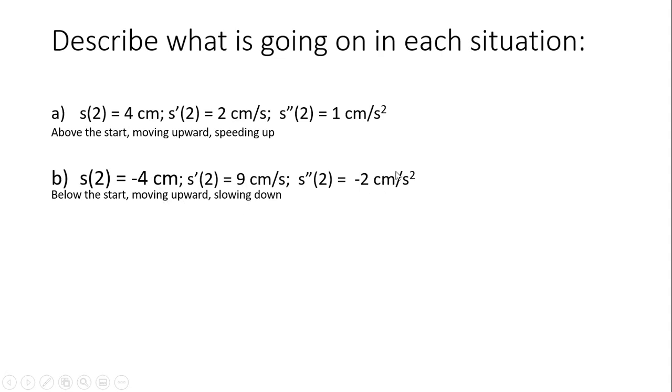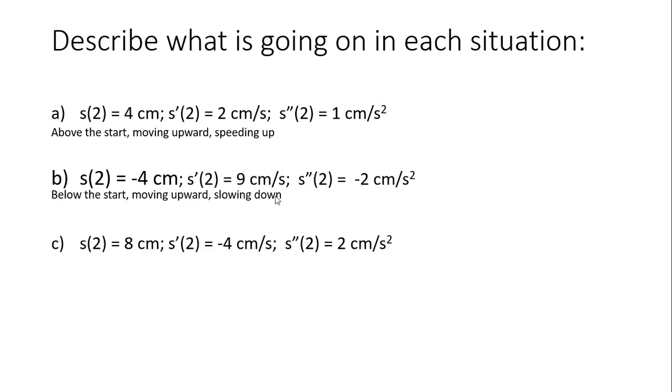Now, here's an important point to pay attention to. When these two things are positive or the same sign, I'm speeding up. When these two things are opposite signs, I'm slowing down. It's as if they're working against each other. One says I want to move up. The other one says I'm going to limit the amount that you're moving up by per second, which means I'm slowing down. How does that compare to this?